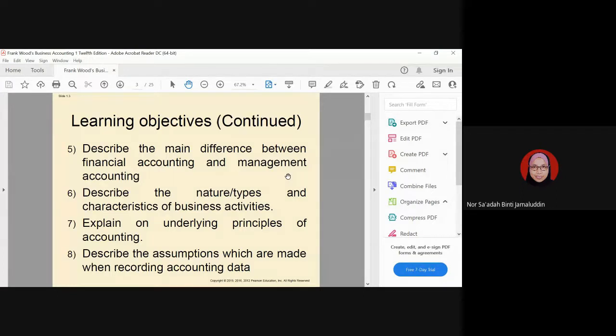Alright, number 6, describe the nature or types and characteristics of business activities. You must know the many types of organization, and from the many types of organization, you must know the nature or types and characteristics of business activities. Apart from that, you should be able to explain the underlying principles of accounting, the basic principles that must be applied in order to prepare the financial statement that we learned before. For the 8th learning objective, describe the assumptions which are made when recording accounting data. This assumption is very important when you want to record accounting data.